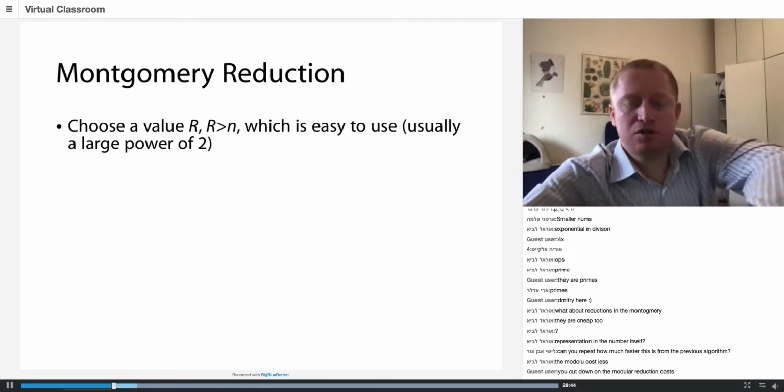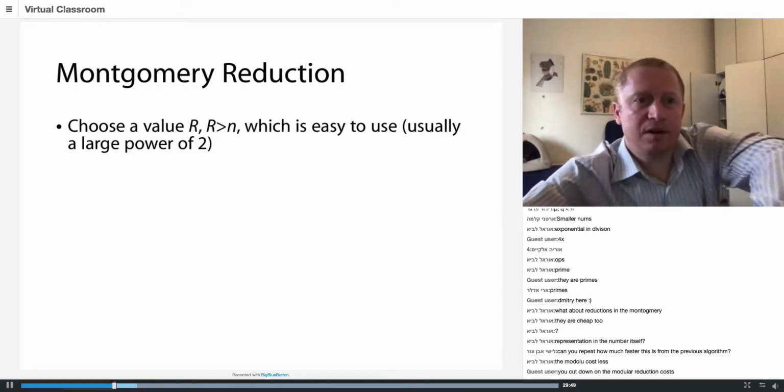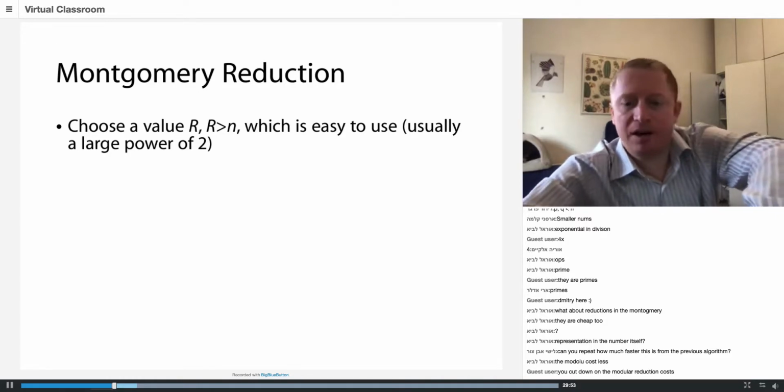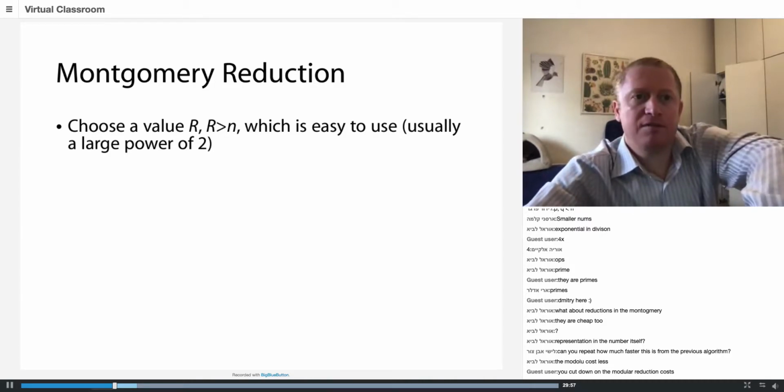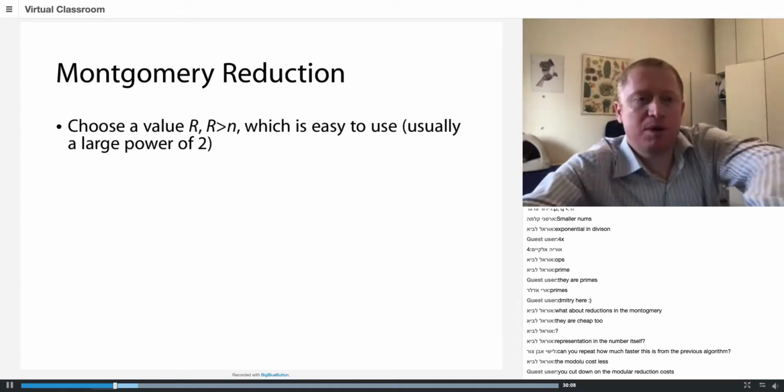So I need to choose. So let's start. What do I have in the beginning? I have M, which is a message. I have S, which is the signing key. And I have N, which is a public modulus.